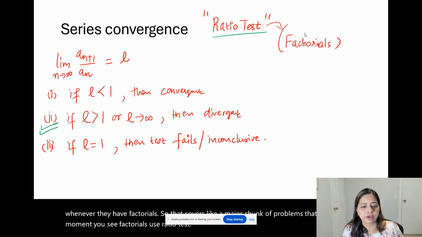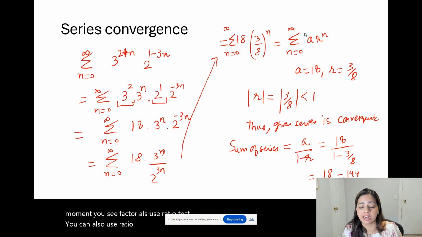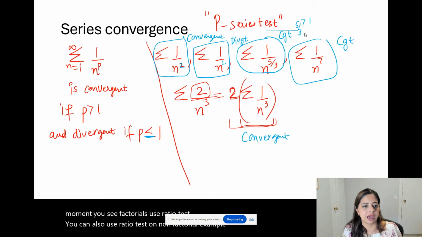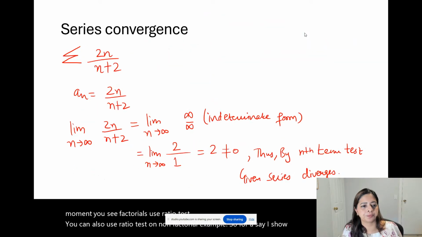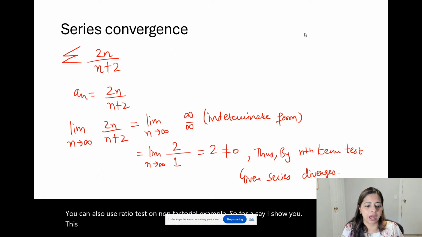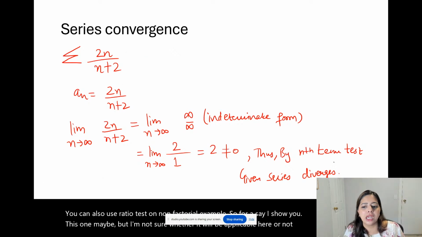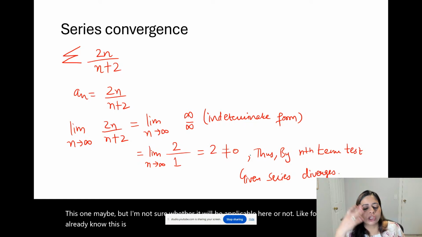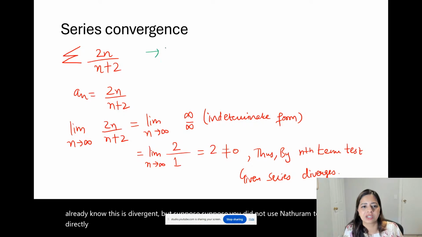You can also use the ratio test on a non-factorial example. So say I show you this one maybe, but I'm not sure whether it will be applicable here or not. For this, we already know it is divergent. But suppose you did not use the nth term test and you directly went to the ratio test. So let's try this one with the ratio test as well.